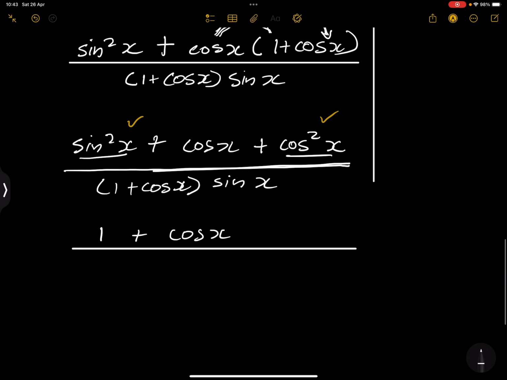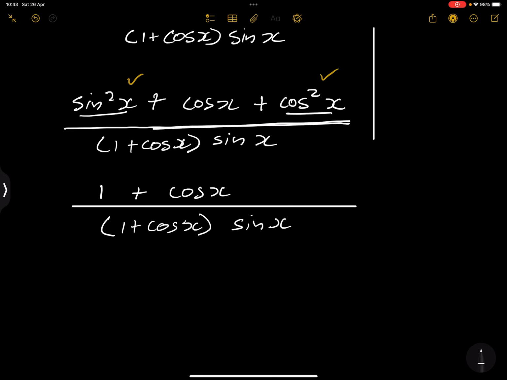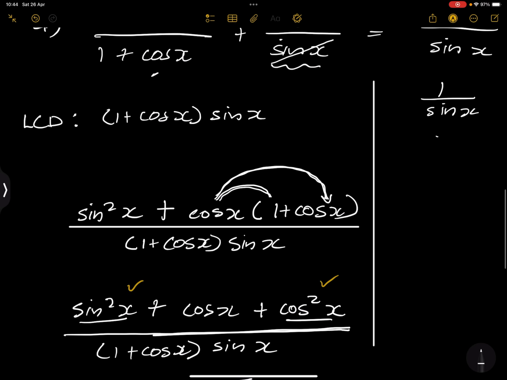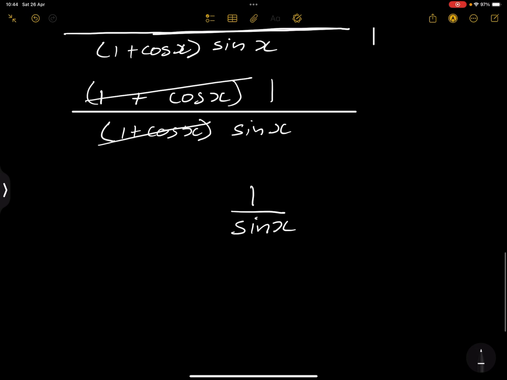And so, divided by the denominator, in the denominator we've got 1 plus cos of x multiplied by sine of x. And I hope you can see what happens there, right? If I take this divided by that will give us simply 1. Okay, and so what we ultimately have, we've got 1 over the sine of x. And guess what? We've got left hand side equal to right hand side.